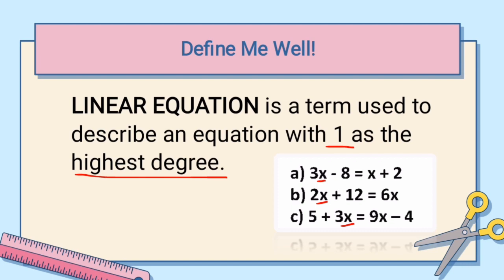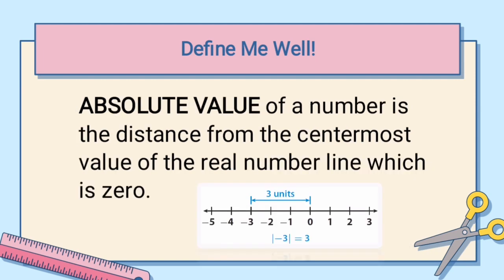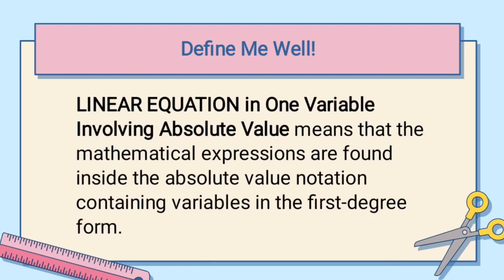Okay, for the next term, absolute value. Absolute value of a number is the distance from the centermost value of the real number line, which is 0. Again, take note that there is no such thing as negative distance. That's why when we're dealing with absolute value, it is always positive. Now, linear equation in one variable involving absolute value. This means that the mathematical expression are found inside the absolute value notation, containing variables in the first degree form.